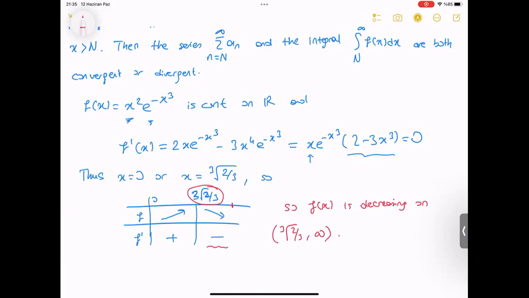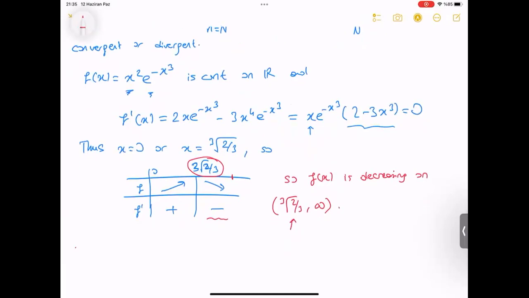And we see that the natural number 1 is greater than this, so we can conclude that f of x is decreasing and it takes positive values on this interval. Before 1 we have only the natural number 0, so we don't care about this number, we care about natural numbers. That's why I took this interval.